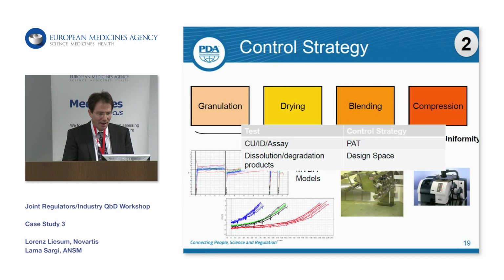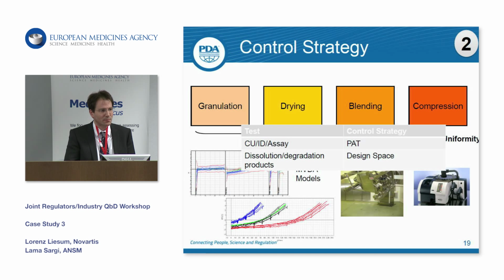So in the following slide, you can actually see the control strategy of this process, which is only reflecting the drug product part. So we have 4 unit operations: granulation, drying, blending, and compression. For the blending and compression, we made use of the so-called hard PAT instruments. So we actually used PAT NIR spectroscopy in order to assess the blend uniformity, in order to assess the individual potency of tablets, where we could actually increase the sample size.